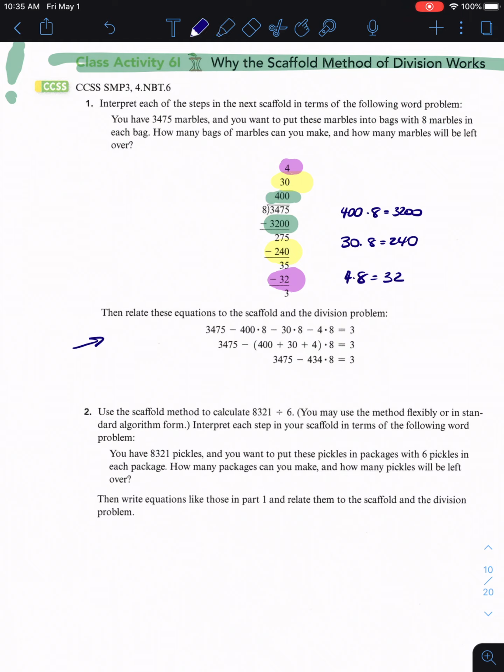So it's a very similar strategy to what we had done with the previous example. Now what I'd like you to do is think about how that can be rewritten in this format. And finally, I would like you to take a look at 8,321 divided by 6 and see if you can figure out this scaffolded method and how that would differ from your regular long division.